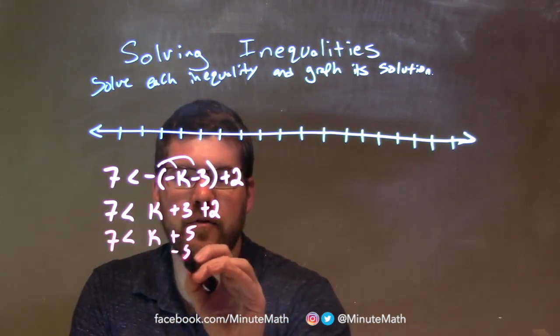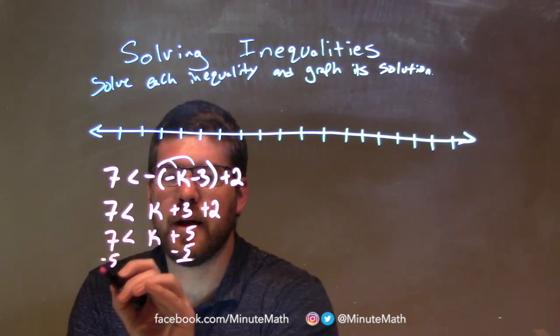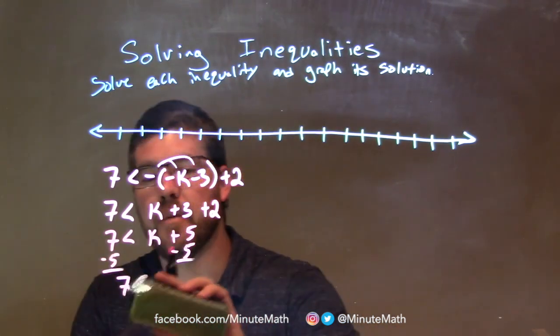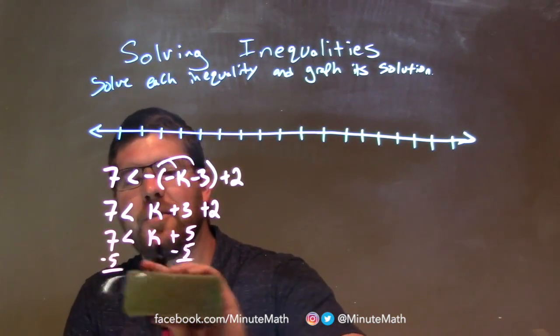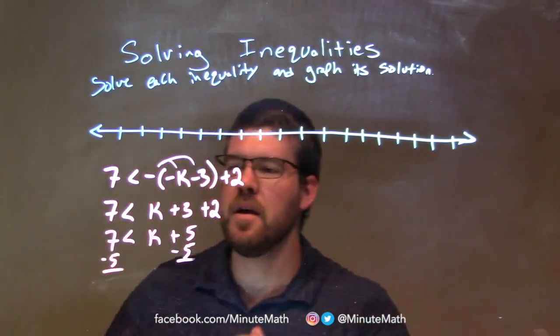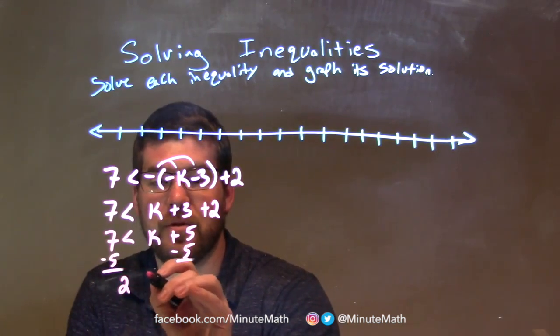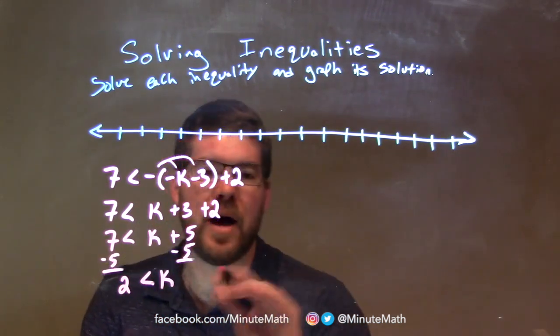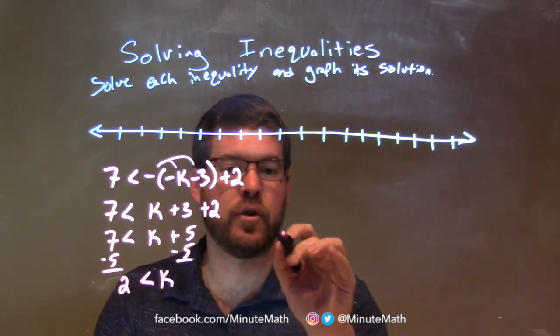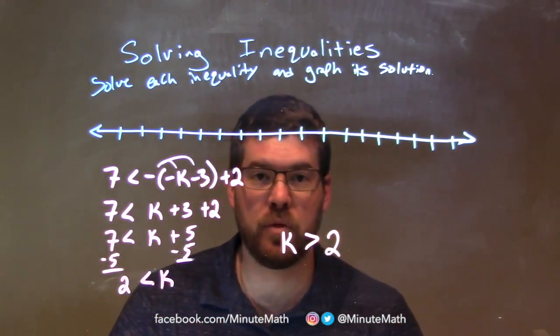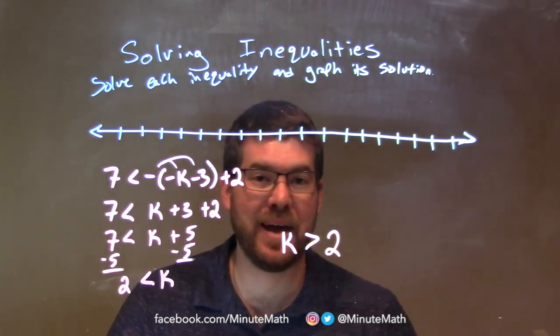From there, I subtract a 5 from both sides, and I'm left with 7 is less, excuse me, got ahead of myself. Slow down there, Sean. 7 is less than, 7 minus 5 is a positive 2, so 2 is less than k. So I can rewrite that having k come first. K is greater than 2. They mean the same thing. So now we have our final answer. K is greater than 2.